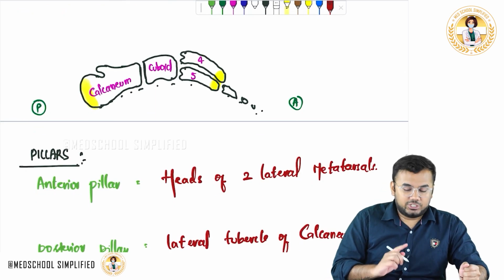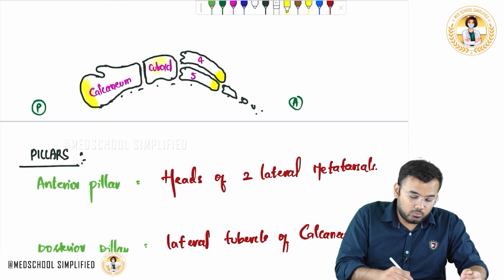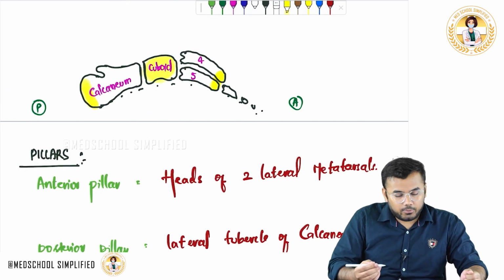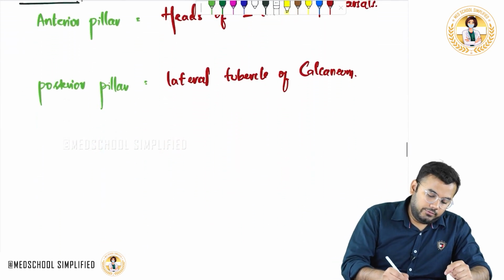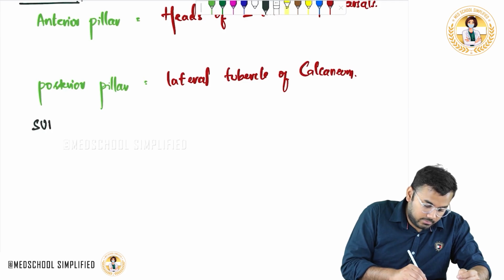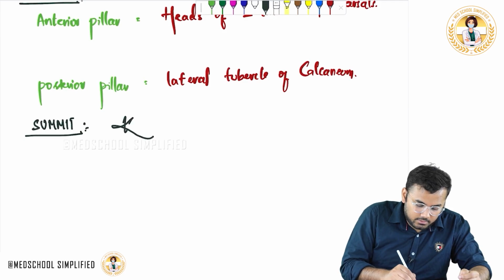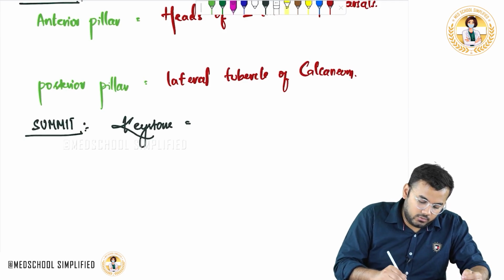Now you will tell me which is the most important bone, the keystone bone here. I think the keystone bone here is the cuboid bone, right? So if you look at the summit, the keystone bone here will be your cuboid.